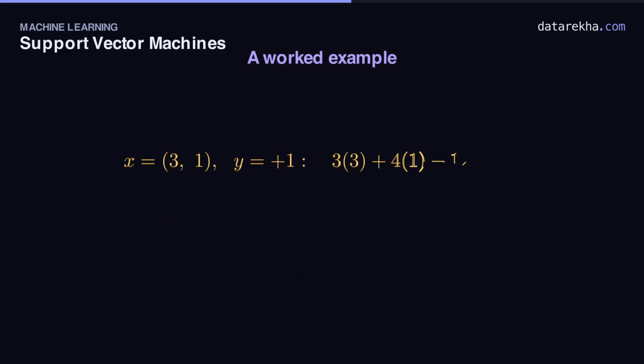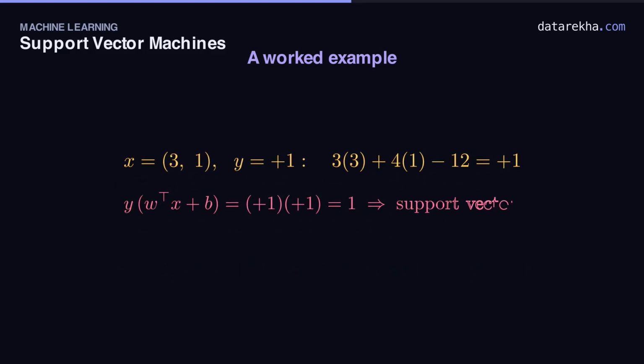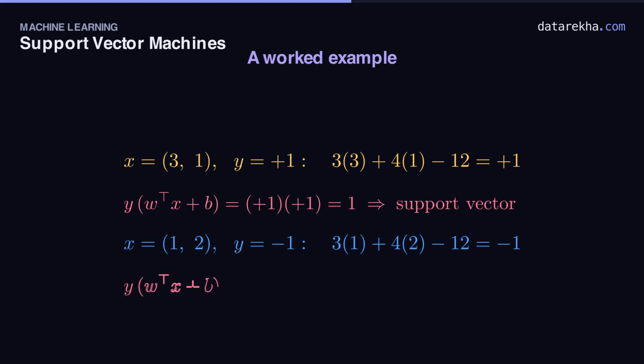Finally, let's spot a support vector. The point 3, 1 from the gold class gives a score of 9 plus 4 minus 12, exactly +1. So y times the score is +1 times +1, which is 1. It sits right on the margin line, a genuine support vector. And a blue one, the point 1, 2. Its score is 3 plus 8 minus 12, exactly -1. Times its label -1, that's 1 again. Both of these points touch the margin, and between them, they hold the whole boundary in place.